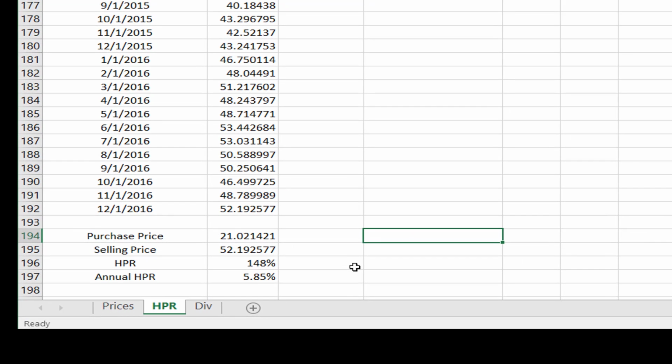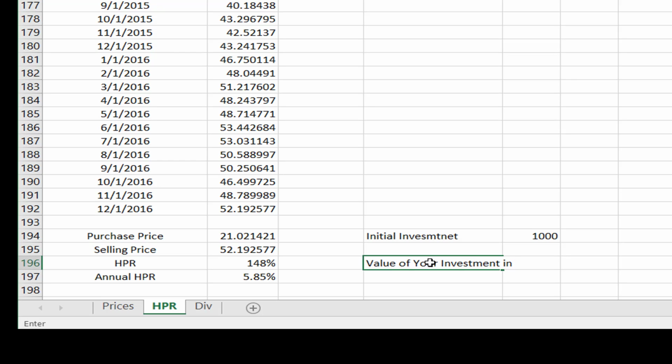5.85%. You can use holding period return or annual holding period return to compute the value of the initial investment at the end of the period. For example, let's say that the initial investment you had in Verizon is $1,000. That means you invested $1,000 in Verizon stock in 2001. How much would that be in 2016? The value of your investment in 2016.